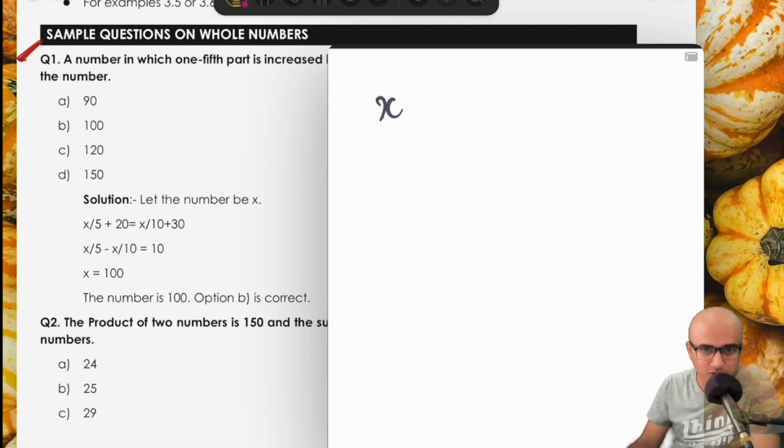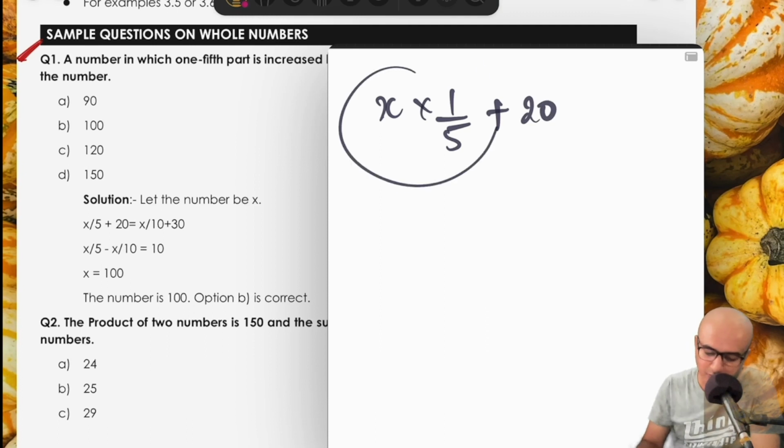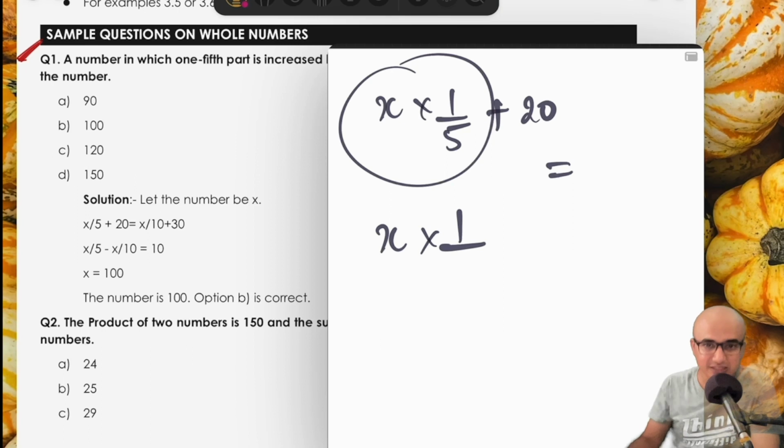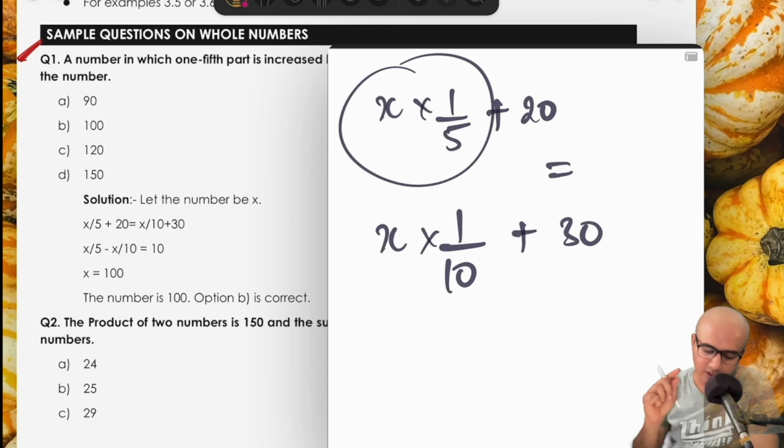Now the first part of the question says 1/5 part of that number, if it is increased by 20. 1/5 part of that number will be calculated first, which will be increased by 20, that means we'll have to add 20. That will be the same as considering 1/10 of that number and increasing that by 30. So this is the equation we are looking at: x into 1 by 5 plus 20 equals x into 1 by 10 plus 30.